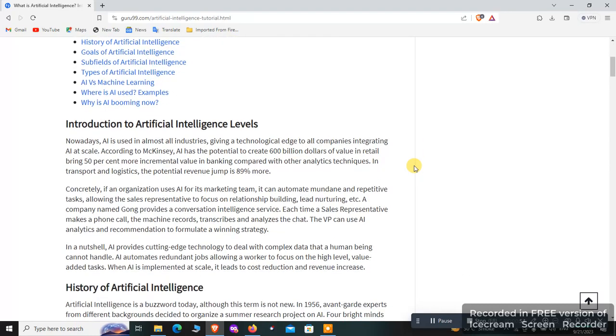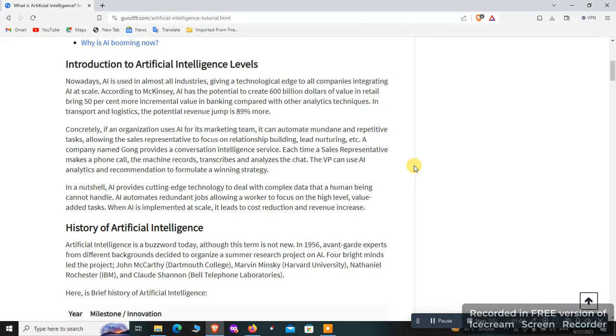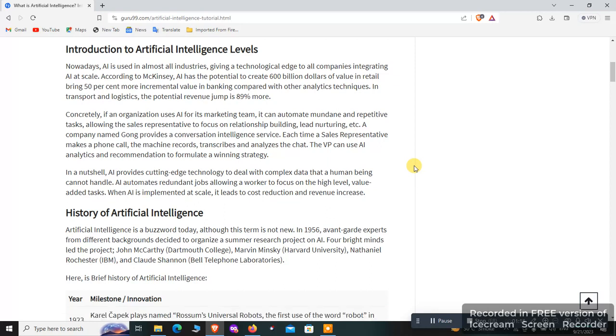Now we discuss the introduction of artificial intelligence. Artificial intelligence is being adopted by industries, governments, and companies, integrating it at scale. According to McKinsey, it has the potential to create $600 billion of value in retail. It brings 50% more incremental value in banking compared with other analytic techniques. In transport and logistics, the potential revenue jump is 89% more.